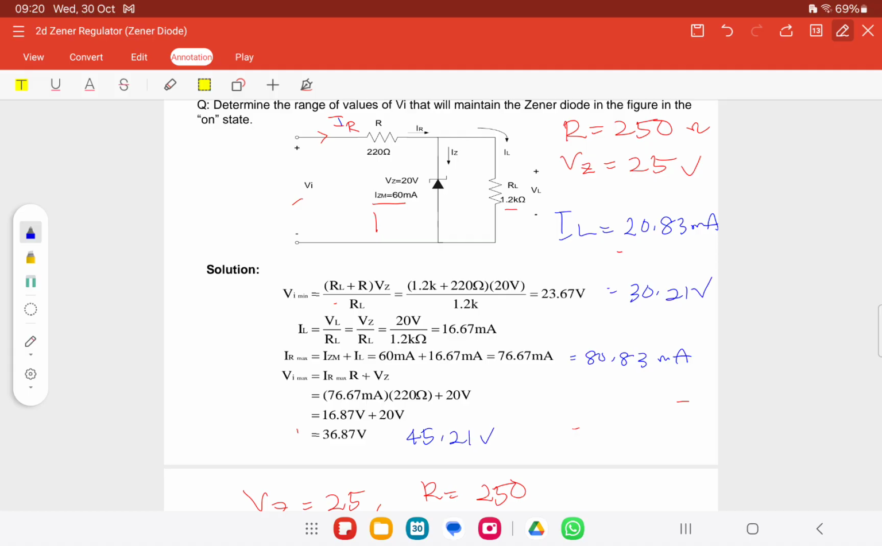So, first, kita kena cari IL. IL from the given VZ equals to VL. Kalau tak ingat langsung formula yang lain ni, terus cari yang ni dulu. IL equals to VL over RL. Just masukkan. When we change use this value, kita dapat this one. Okay. Lepas tu kita kena cari dia punya VI.